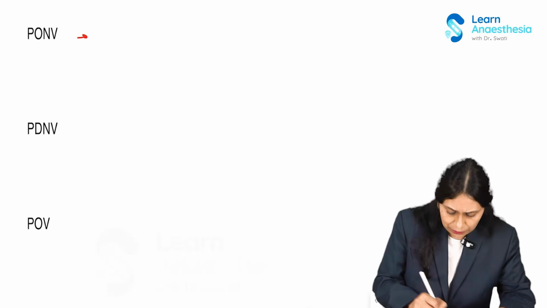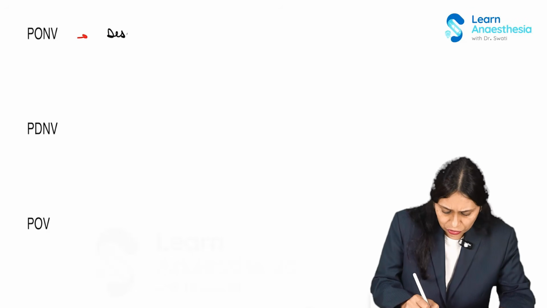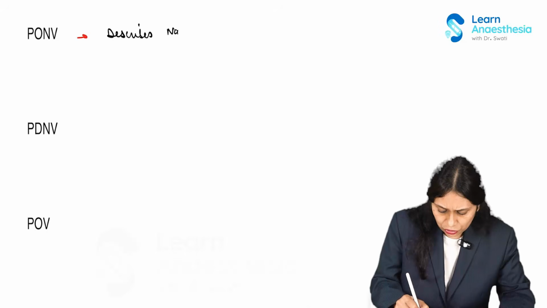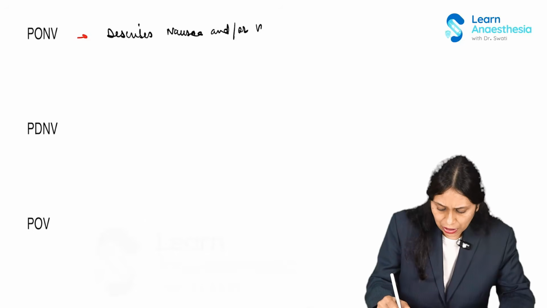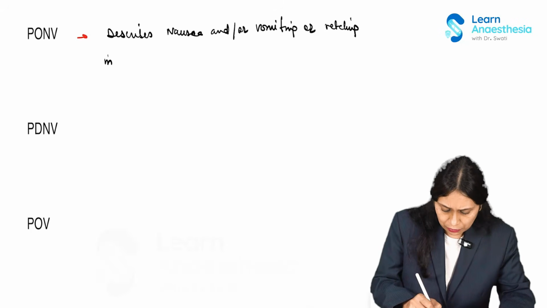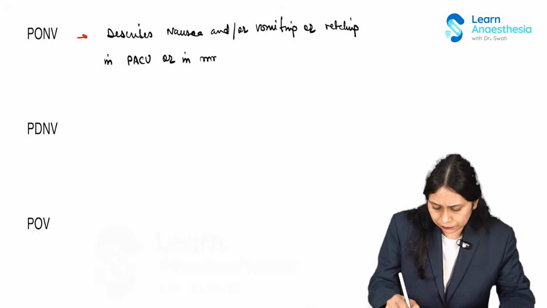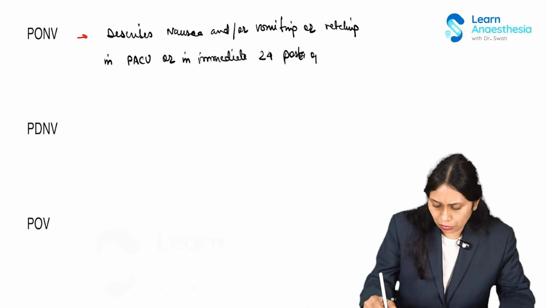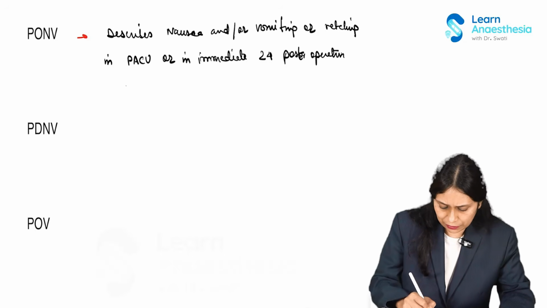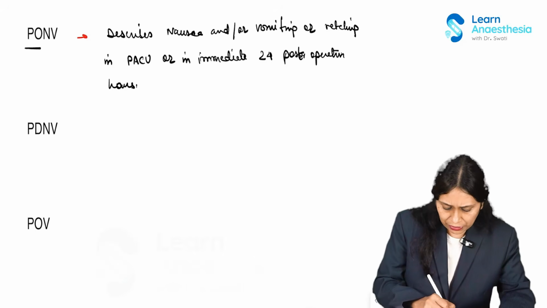So this is described as post-op nausea vomiting, which describes nausea and/or vomiting, or retching, in the post-anesthesia care unit or in the immediate 24 postoperative hours, right? So this is post-operative nausea and vomiting.